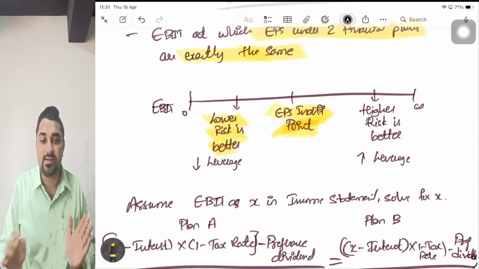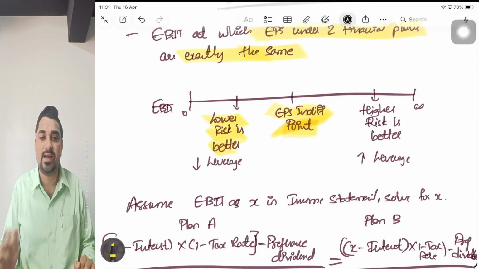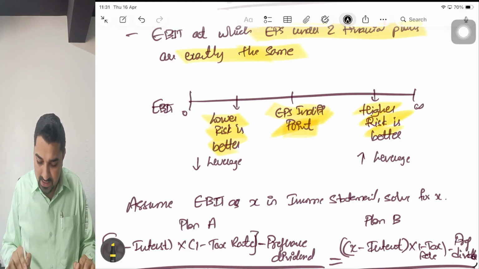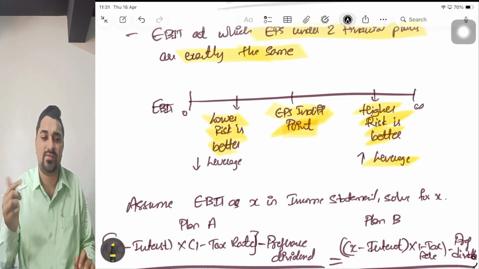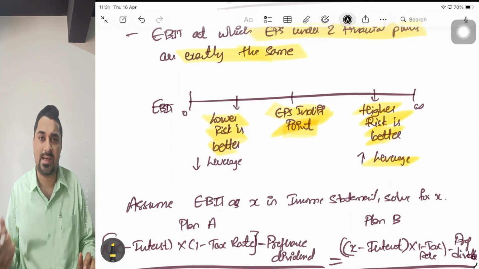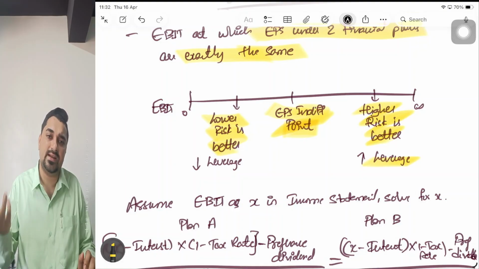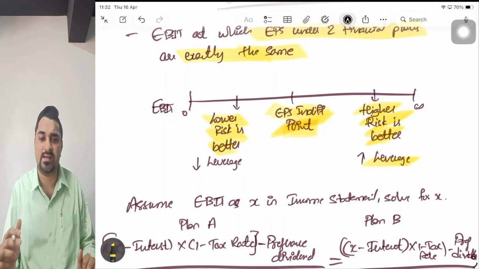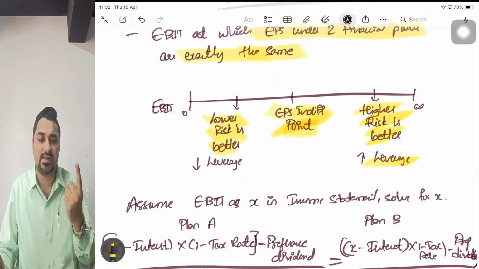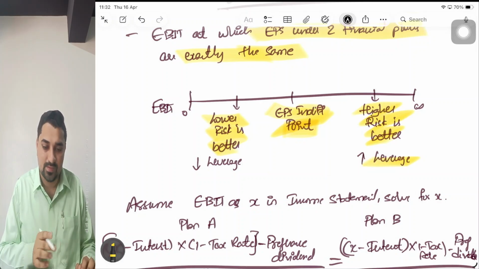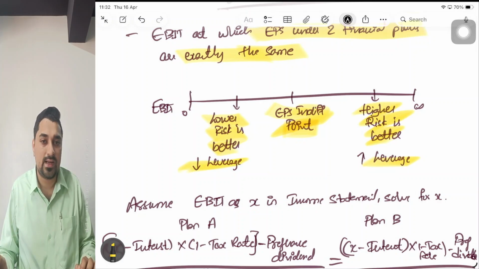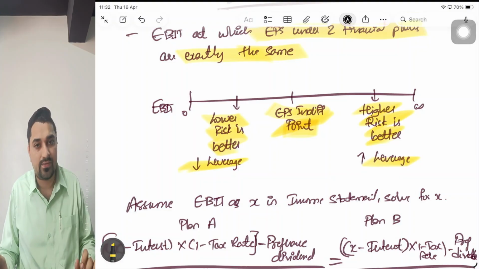Suppose your EBIT is more than the indifference point, sir, which plan is better? That plan with higher risk is better. Higher risk means what? Higher debt and higher preference capital, where there is financial risk, chapter number 2, leverage. Financial risk arises because of two reasons, interest and dividend. So if my EBIT is less than the indifference point, the plan with lower financial leverage will dominate the plan with higher financial leverage.